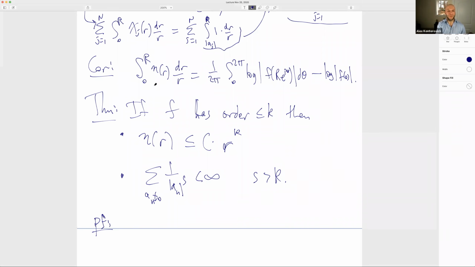Okay. Here's the idea. The integral from 0 to r of n of r dr. The whole idea is to do things dyadically, dyadic decomposition. We can't do analysis if we haven't decomposed things dyadically. So everything here is non-negative. So if I go from r over 2 to r, I've only decreased the integral.